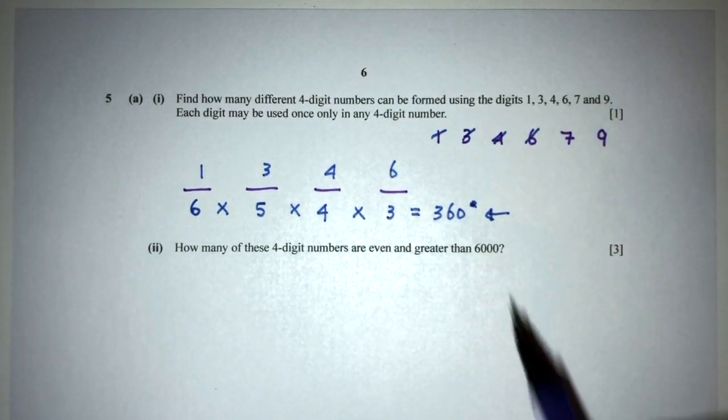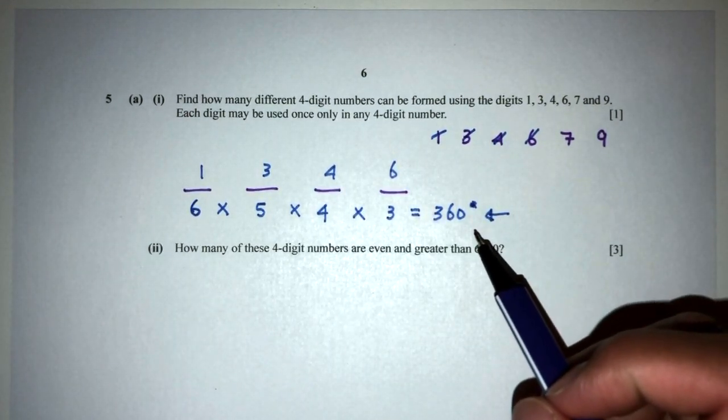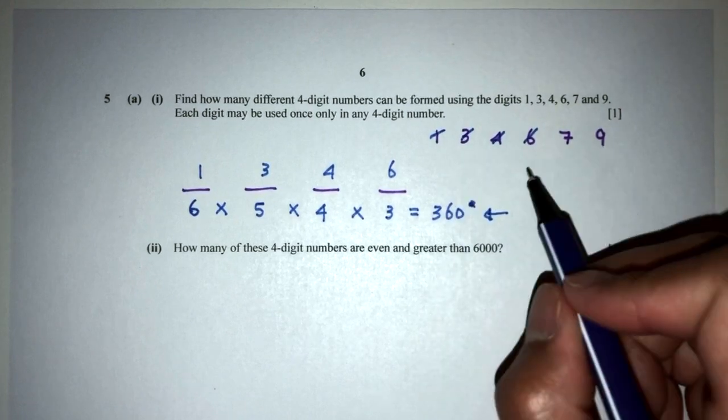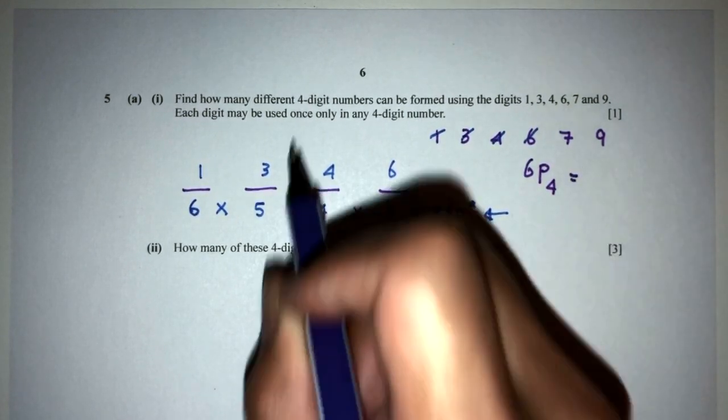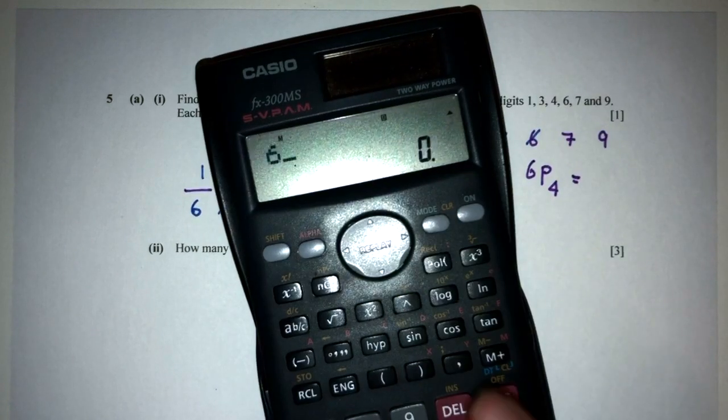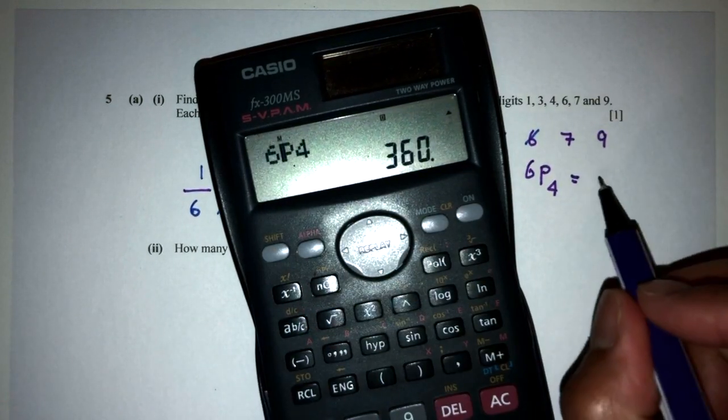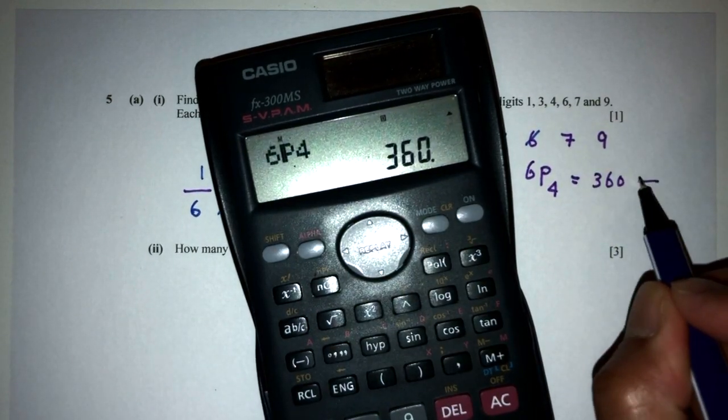That is one way of finding this. Now, if you want to use a formula as well, pretty easy. We have 6 numbers. We have to permutate 4 of them because we are choosing 4 numbers, right? So 6 permutate 4, that should be 360 for your answer as well.